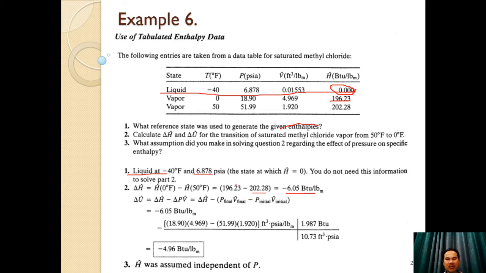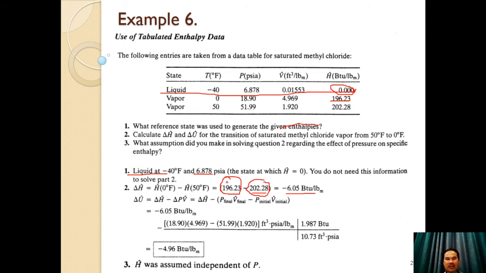Please note, what is the enthalpy at 0 Fahrenheit? The enthalpy at 0 Fahrenheit is referenced to liquid at minus 40. That's right, because 196.23 is the enthalpy of methyl chloride vapor relative to the methyl chloride liquid phase at minus 40 degrees Fahrenheit, because it's H equal to 0. Okay. And also the same.